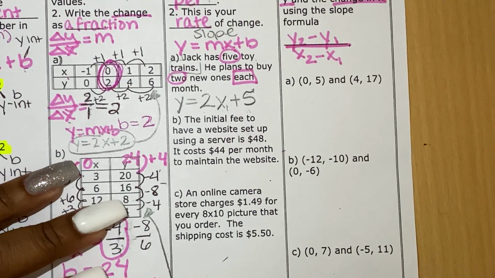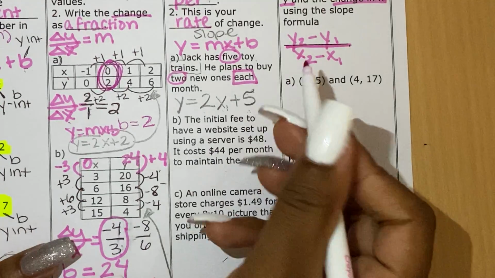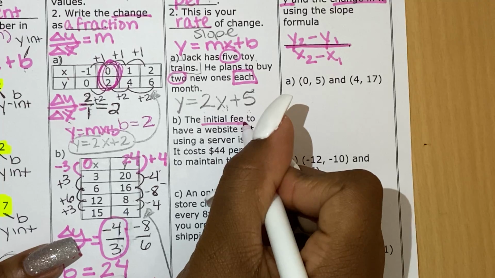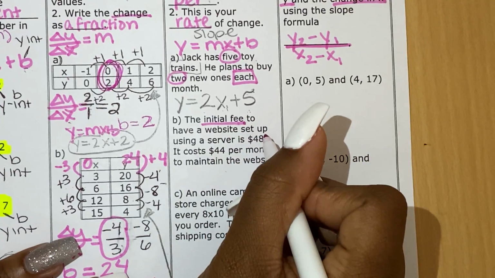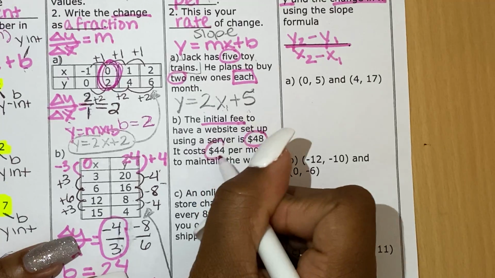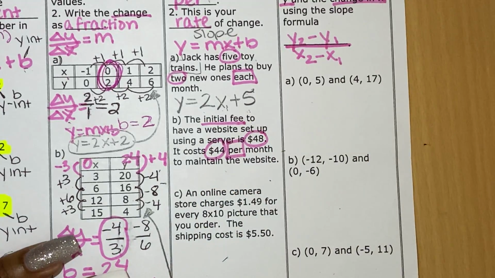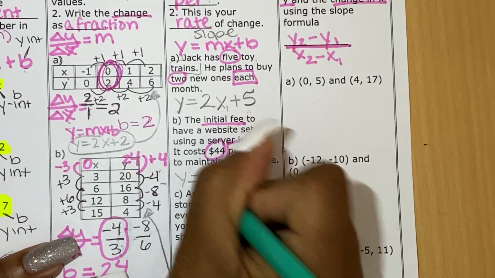The initial fee to have a website set up using a server is $48. It costs $44 per month to maintain the website. Let's use cubes to help us set up our problem. The initial fee to have a website set up using a server is $48. It costs $44 per month to maintain the website. I want to plug these numbers into y equals mx plus b.